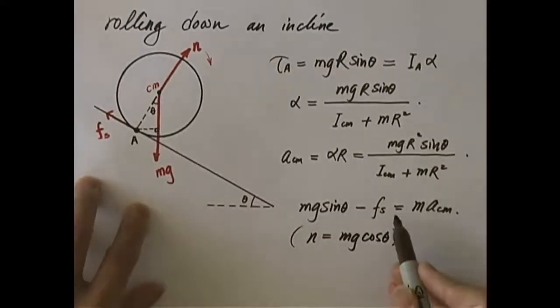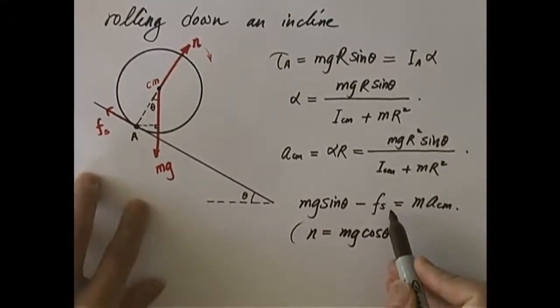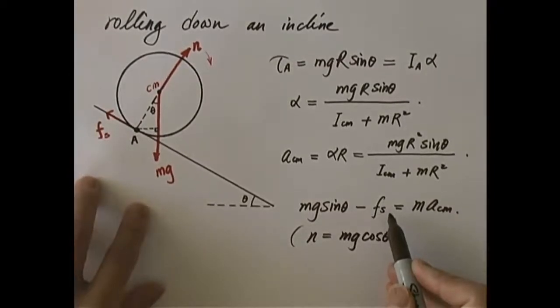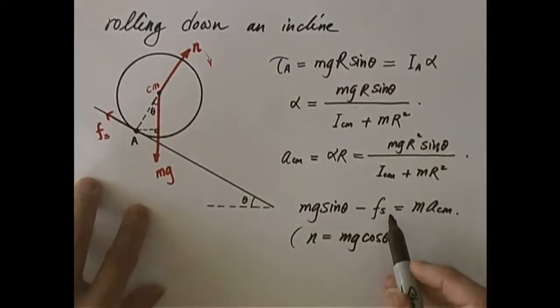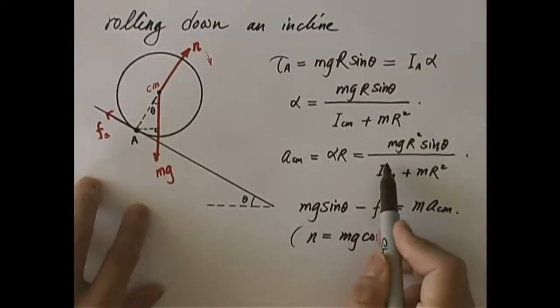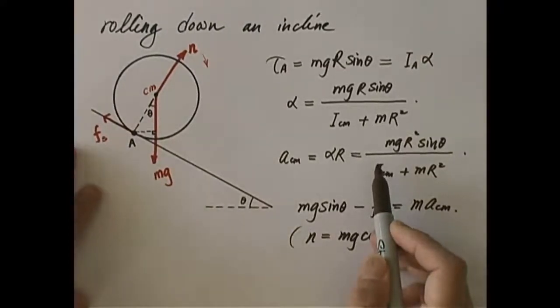Okay, so again, you can solve for Fs and make sure Fs is less than or equal to mu s times n. That will give you the critical angle. So I'm going to leave that to you. Okay, what I want to do is take a closer look at ACM.